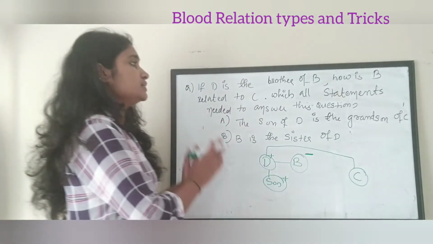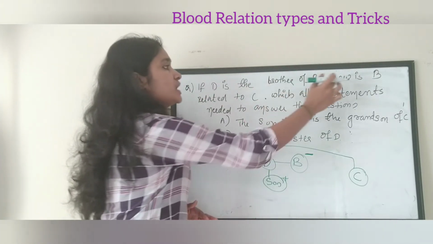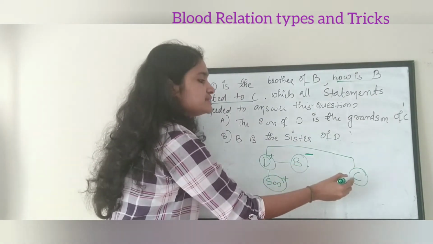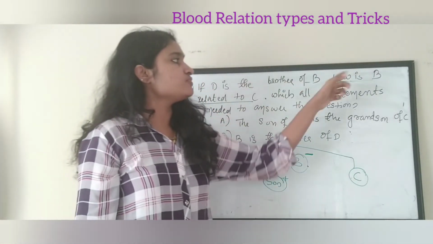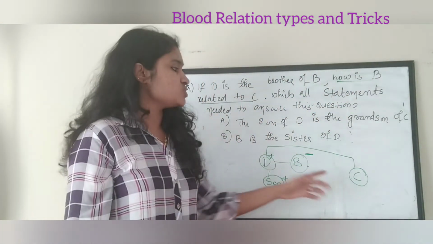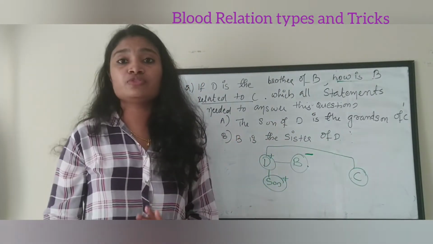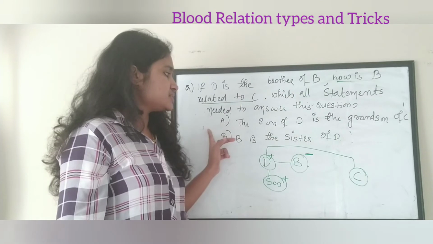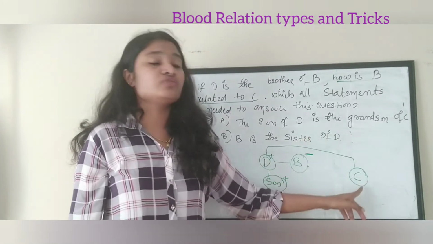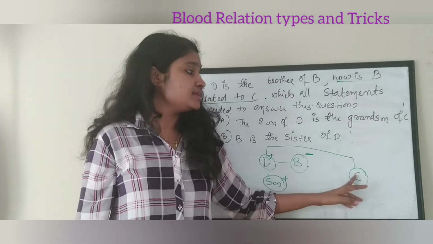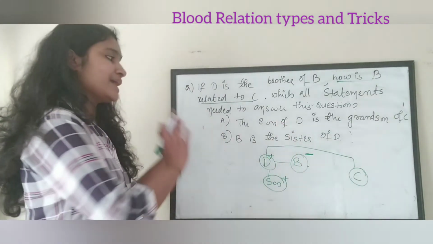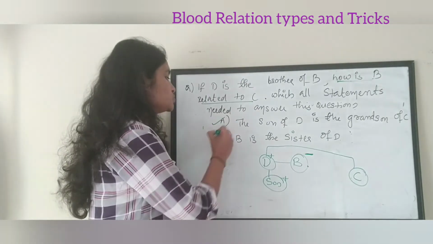Now we have to find the relationship between B and C. That is, how is B related to C? So B relation to C you have to find. So for this, that is for finding the relationship of B to C, we don't actually need the gender of C. We only need the gender of B. So that is obtained from the statement 2. So it is clear that B is the daughter of C. That can be either, that C can be either father or mother, but it is very sure that B is the daughter. So for answering this particular question, we need these two statements.